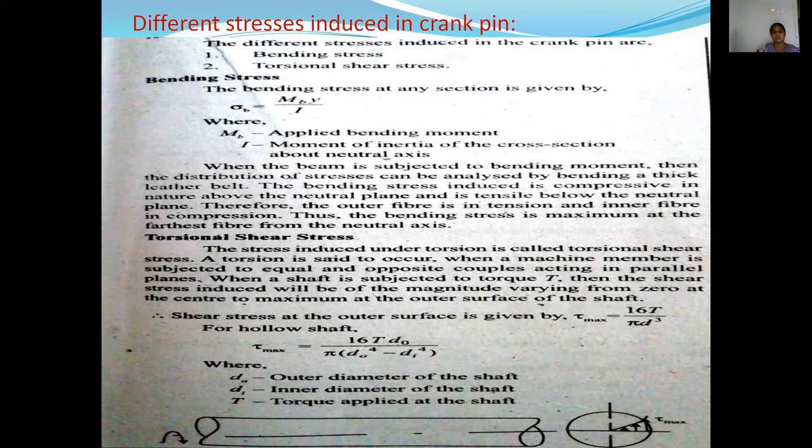Torsion means the stress induced under torsion is called torsional shear stress. Torsion is said to occur when a machine member is subjected to equal and opposite couples acting in parallel planes. When a shaft is subjected to torque T, the shear stress induced varies in magnitude from 0 at the center. Shear stress at the outer surface is given by tau max equal to 16T by pi d cube. For a hollow shaft, tau max is 16 T d naught by pi into d naught power 4 minus di power 4. D naught is the outer diameter of the shaft, di the inner diameter of the shaft, and T the torque applied to the shaft.